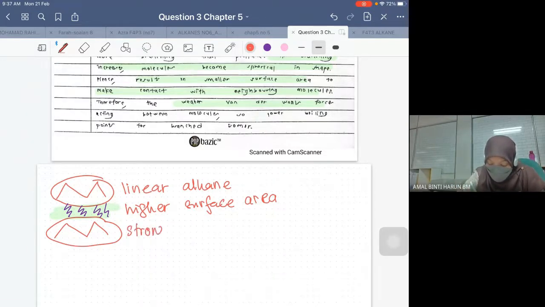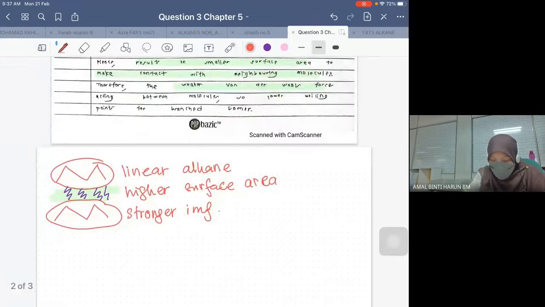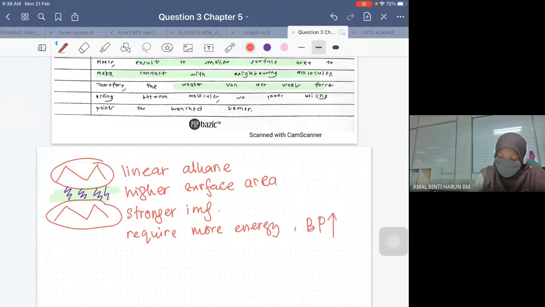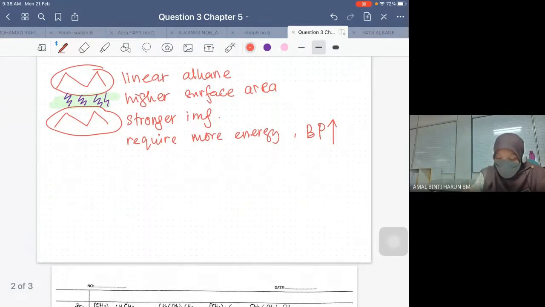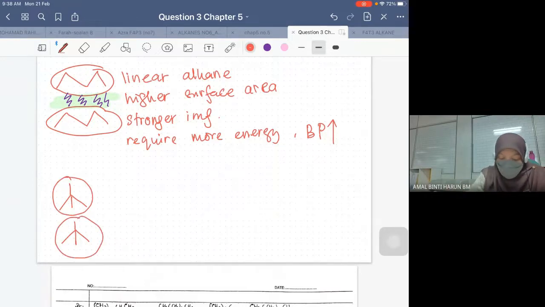stronger intermolecular forces. Stronger intermolecular forces, kita nak buat apa? Nak boil kan? Nak overcome intermolecular forces ni. So, require more energy. If you require more energy, so boiling point akan tinggi. So, compared to the branching alkane with the same molar mass, kita akan dapat 2, 3, ini satu molekul, 5 carbon, ini pun satu molekul.